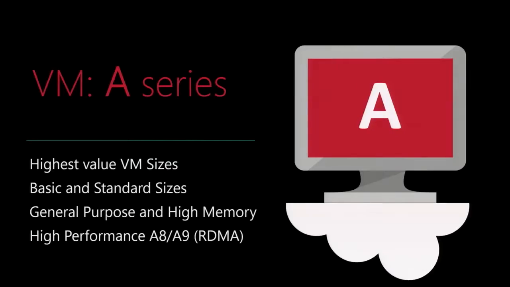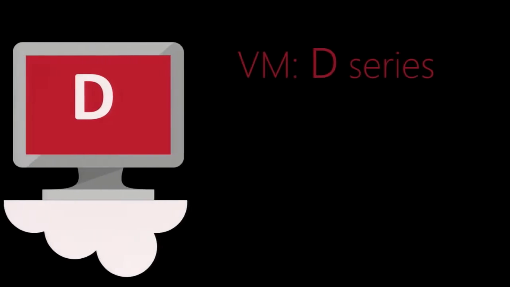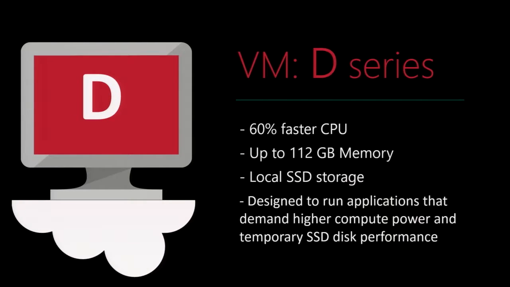So the A-series VMs, this is the cheapo stuff, right? It doesn't mean that they're not high performance, because if you get down to the A8s and the A9s, those are pretty high performance machines, but these are generally what you would use for dev test stuff. The general purpose machines can have a high amount of memory, and of course, they were the first to be offered. The D series, they have a 60% faster CPU. Maximum memory you're going to get is 112 gig. They have local SSD storage, and they're designed to run apps that demand higher compute and the temporary SSD performance.